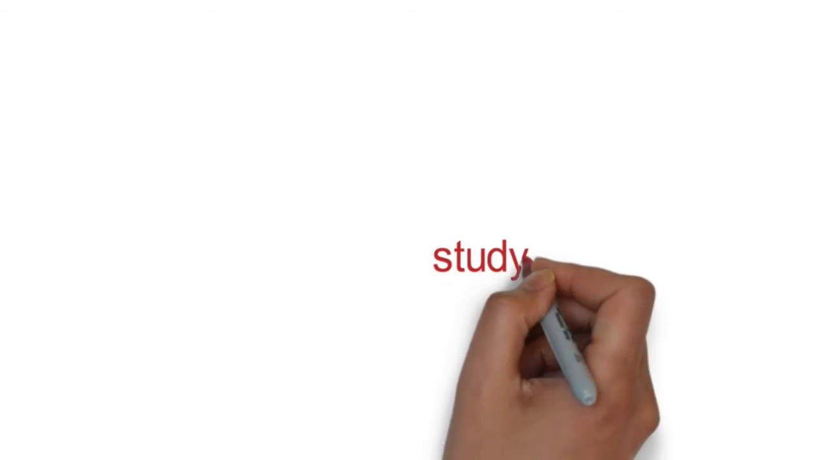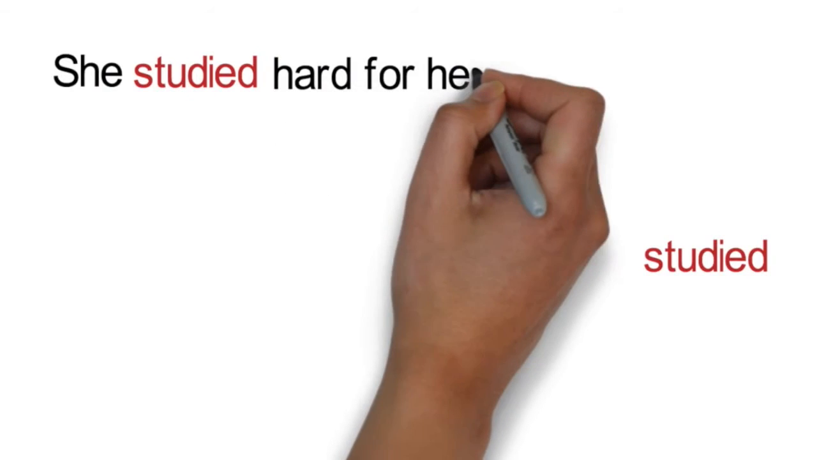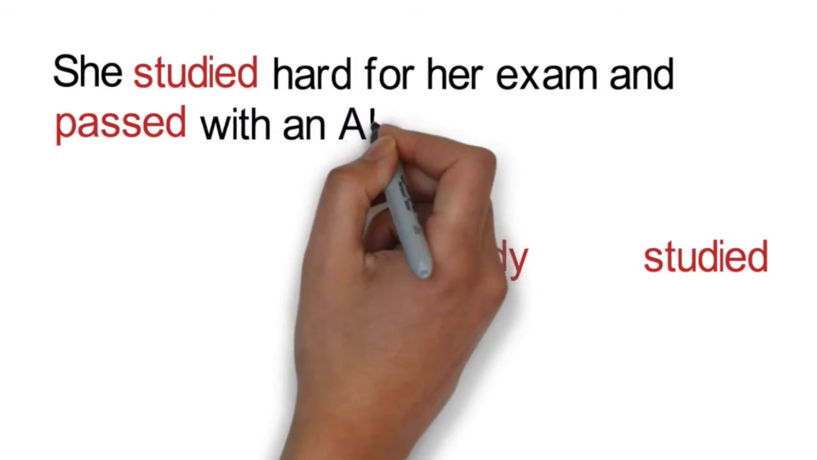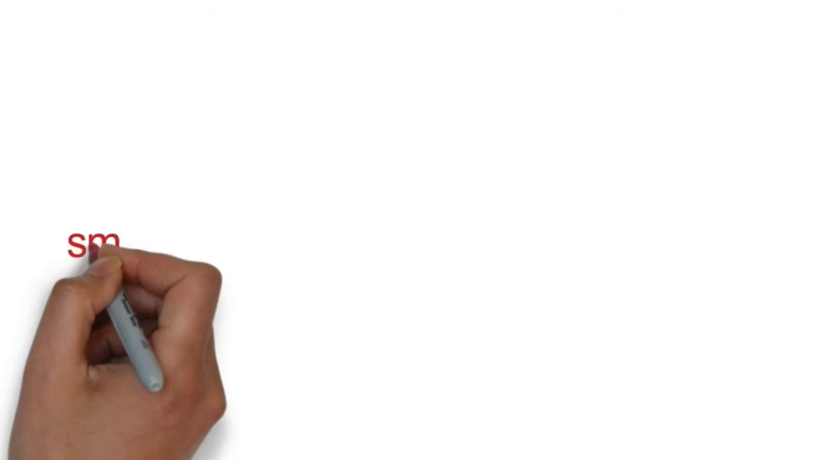Study? Studied. She studied hard for her exam and passed with an A. We have two past tense verbs in that sentence. Notice how they are spelt differently in the past. Don't worry, we will look at some spelling rules later.